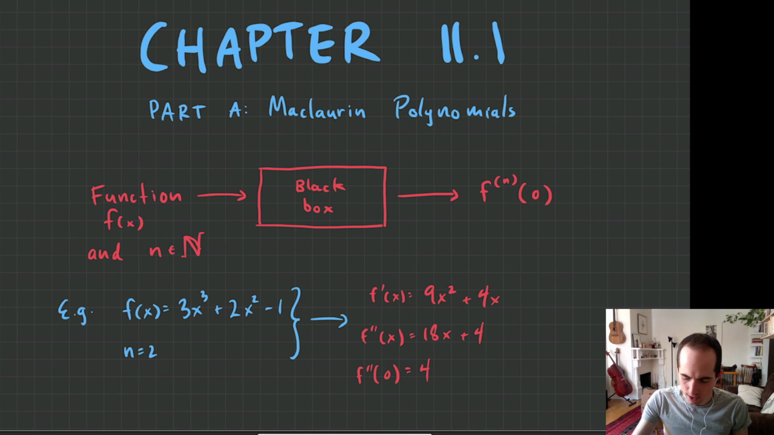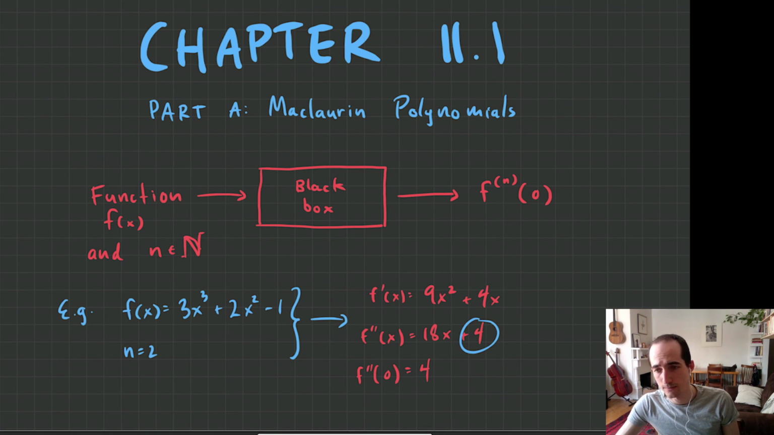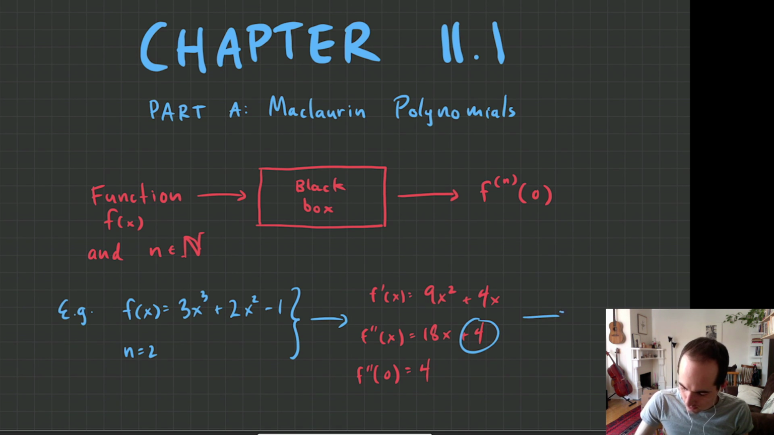So really what it's doing is it's taking a whole bunch of derivatives and then looking for the constant term. At least that's what it does if our function is a polynomial, right? So it kind of is looking at that constant term after you've taken the derivative a few times. So just to be clear, the black box would spit out a 4.